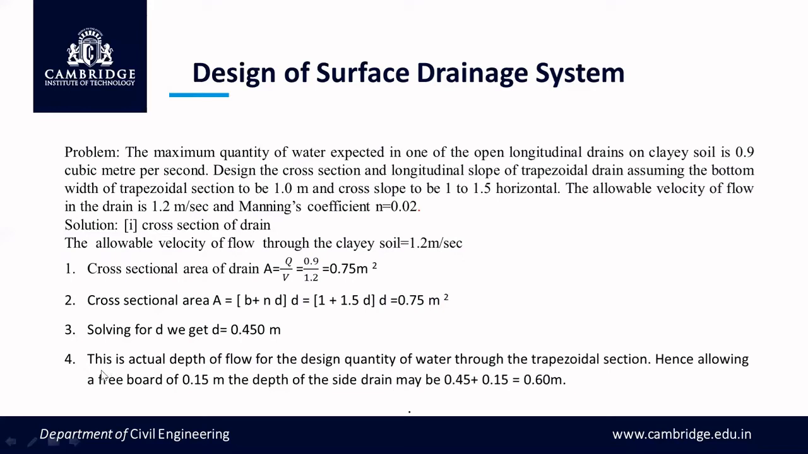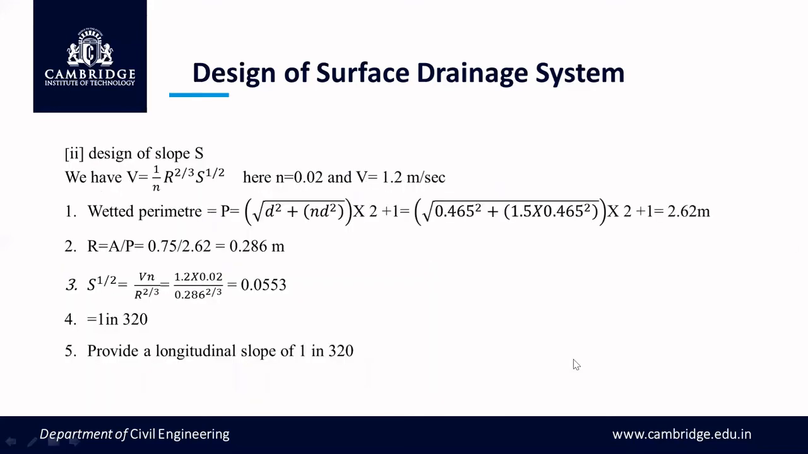Next, the fourth step. This is the actual depth of flow for the design quantity of water through the trapezoidal section. Hence, allowing a freeboard of 0.15 meter, the depth of the side drain may be taken as 0.45 plus 0.15, that is equal to 0.60 meter. Next, we shall design the longitudinal slope S.